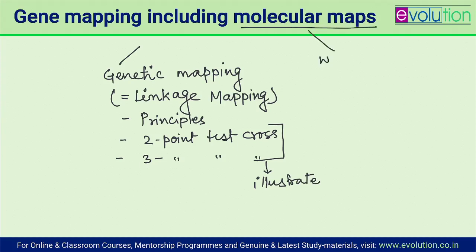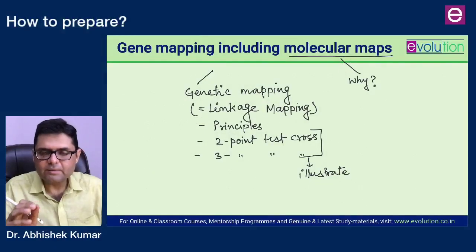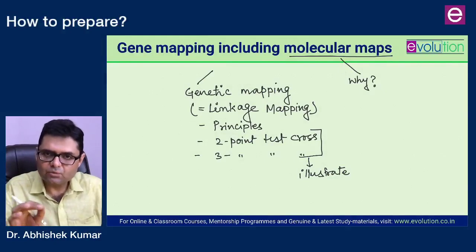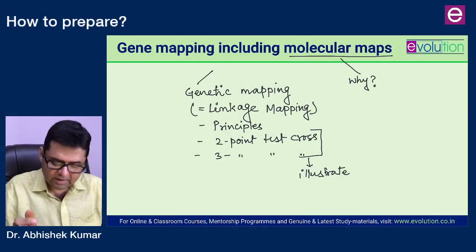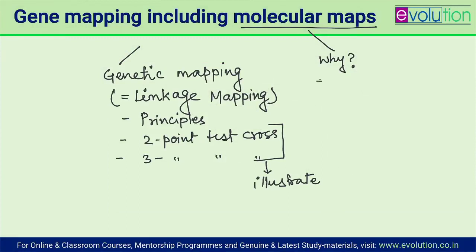First, why do we go for molecular maps? What are the shortcomings of genetic mapping because of which we have to go for molecular maps? After that, what are the main methods of molecular maps? So name the method, then what is its principle, how do we operate it, and finally, in what situations do we apply it?